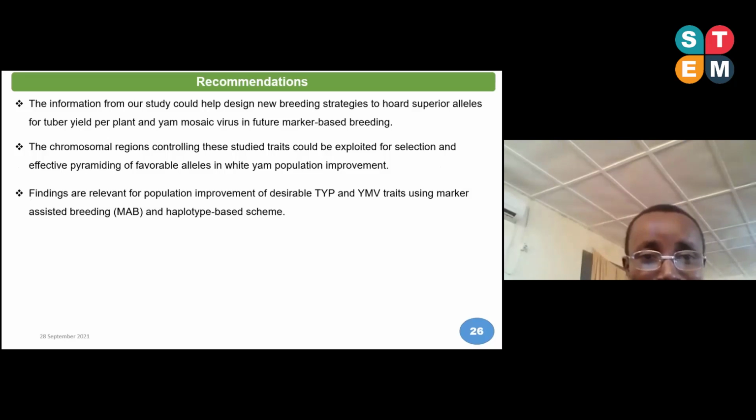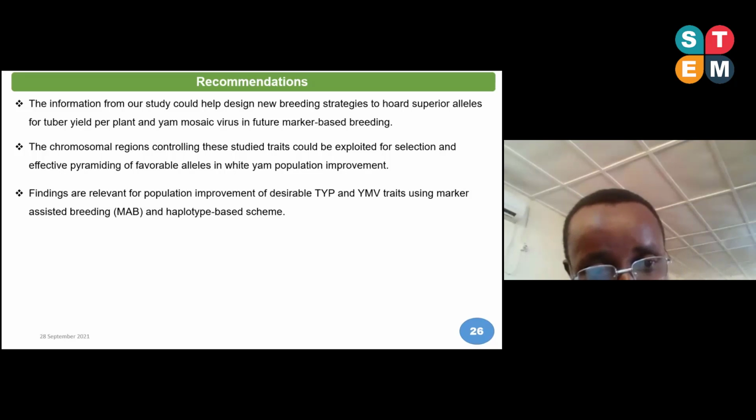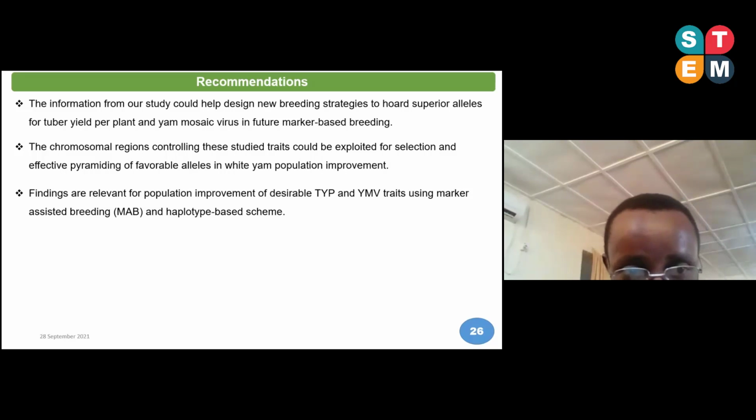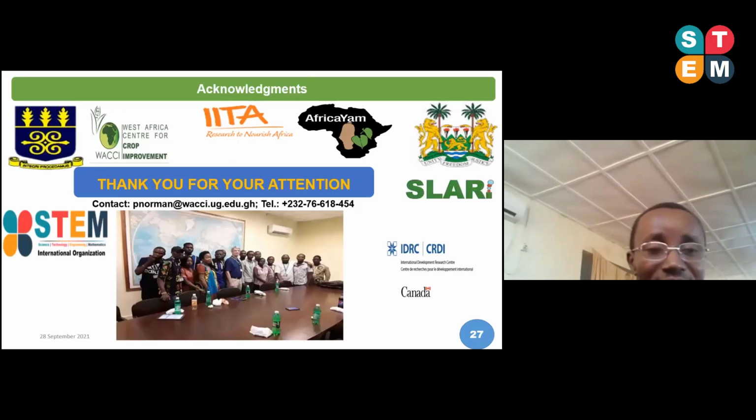Also, the chromosomal regions identified controlling these studied traits could be exploited for selection and effective pyramiding of favorable alleles in white yam population improvement. Also, we can recommend that the findings are relevant for population improvement of desirable tuber yield per plant and yam mosaic virus traits using marker-assisted breeding and haplotype-based schemes.